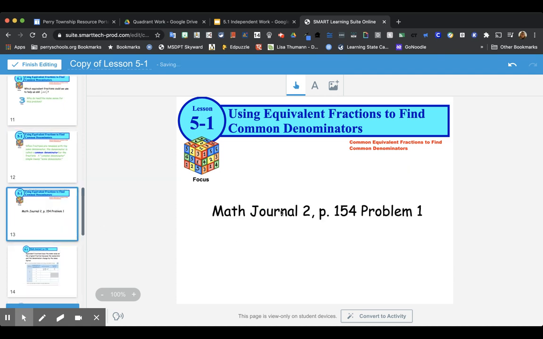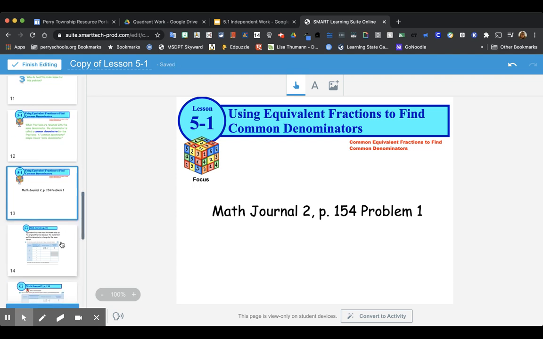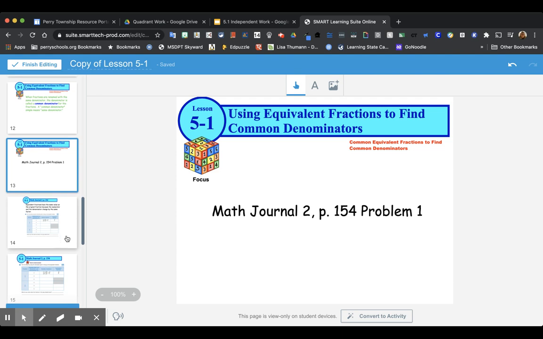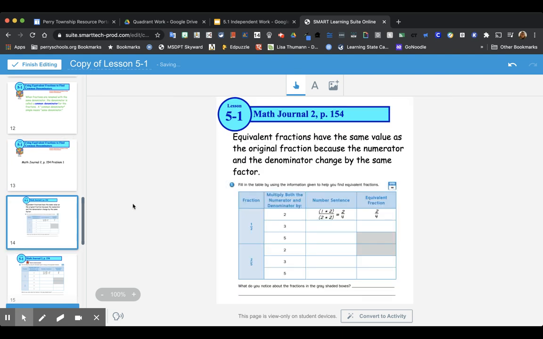Turn to page 154 in your brand new math journal number 2. If you do not have your math journal number 2 for some reason, remember you have access to it on the Everyday Math website. If you forget how to access that, please just contact your teacher and they can help you out.